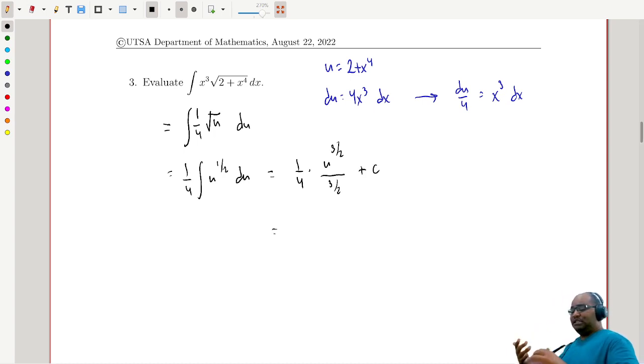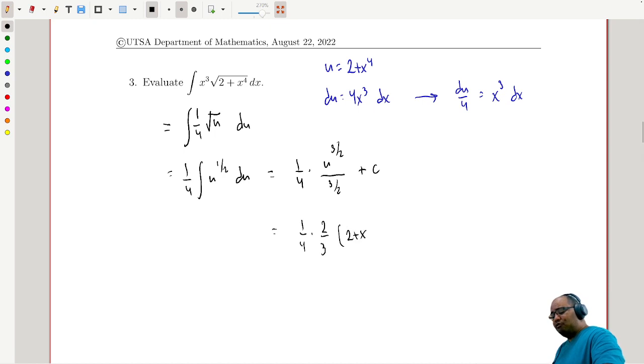And now we've got to do some fraction stuff. Multiply by the reciprocal, 1/4 times 2/3. And now u to the 3/2, that is now just what our u was, 2 plus x to the 4th, to the 3/2, plus a constant. And after we tighten this up, we get 2/12 when we multiply the fractions, so that's 1/6 times 2 plus x to the 4th all to the 3/2 plus a constant.